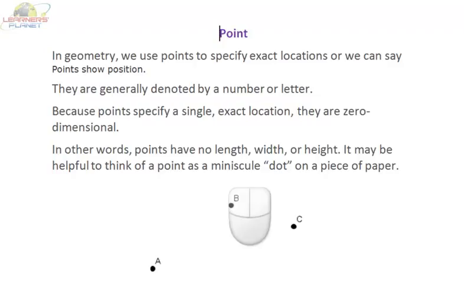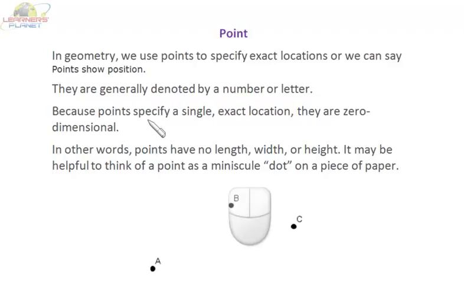Now, let's discuss the first term, that is point. What is a point? In geometry, we use points to specify exact locations, or we can say a point shows position. It is actually the basic unit of geometry. We generally denote a point by a number or letter. Over here, it's point C, point B, point A.